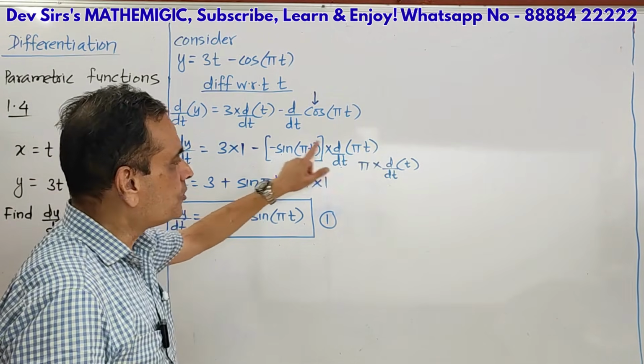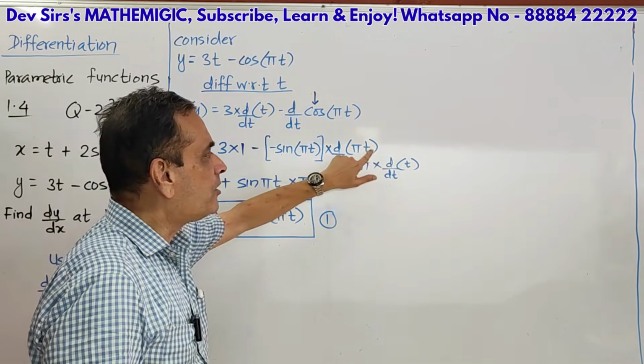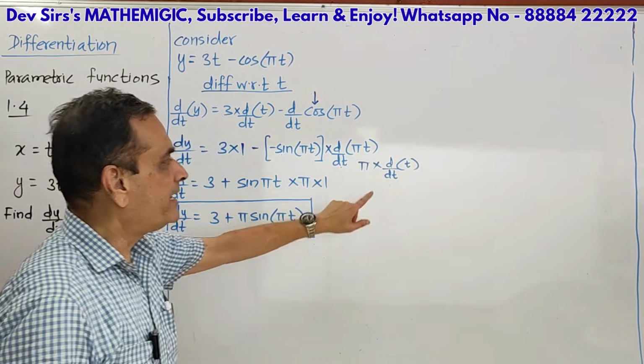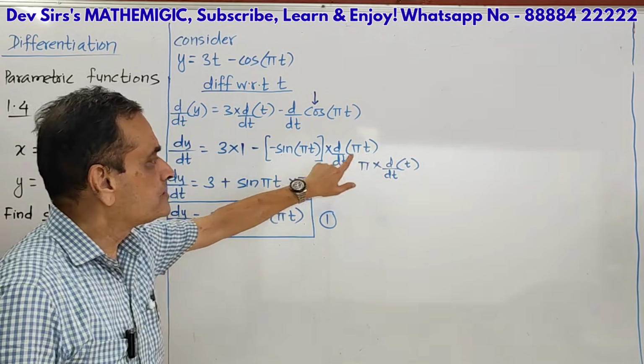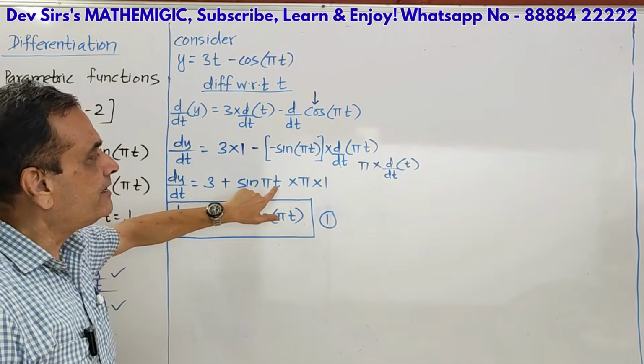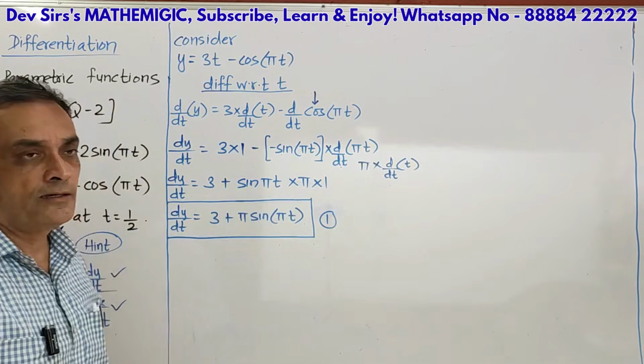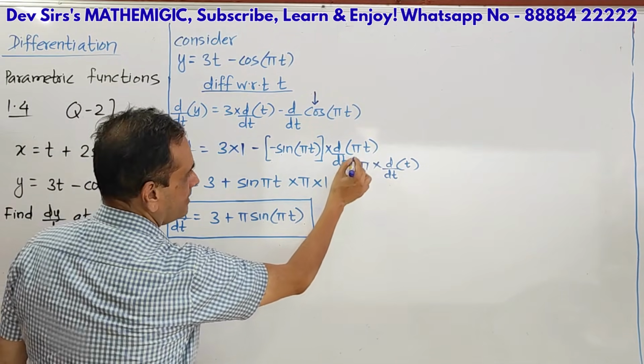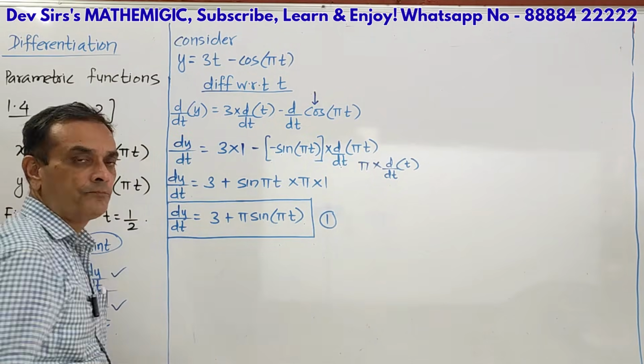Pi constant बाजू को रखो. d by dt of t. Now derivative of t is 1. So keeping pi constant aside, derivative of t is 1. That is what I get over here. This you can have done orally.